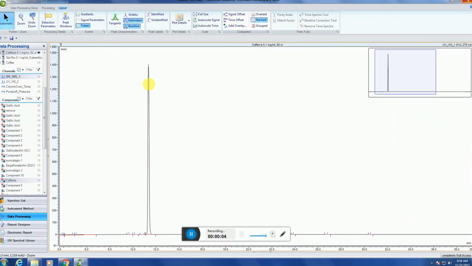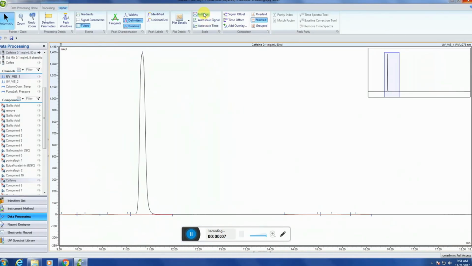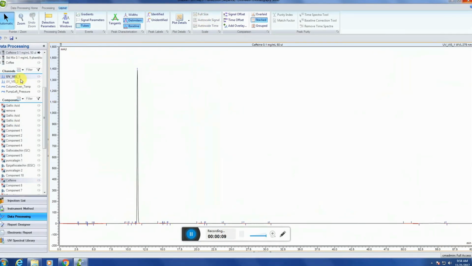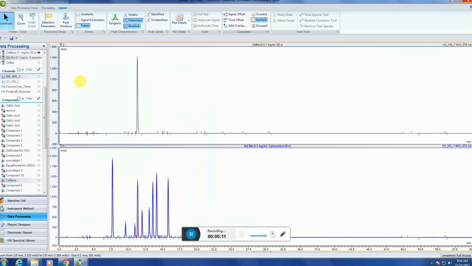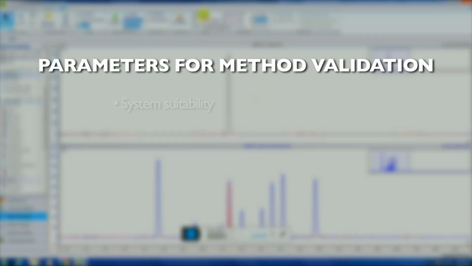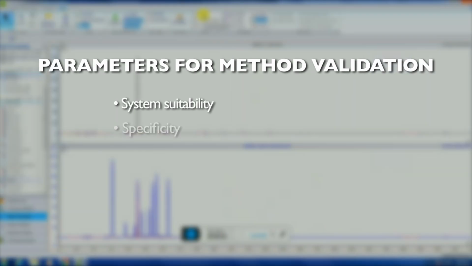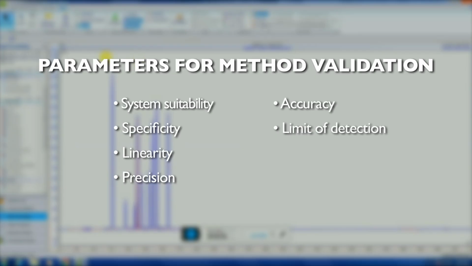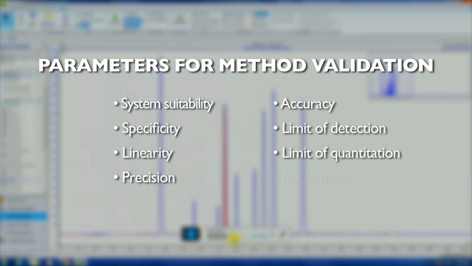Once developed and optimized, our analytical methods are validated to ensure the quality of the results. We follow guidelines from the USP, ICH, and FDA for method validation, which include the following parameters: system suitability, specificity, linearity, precision, accuracy, limit of detection, limit of quantitation, and robustness.